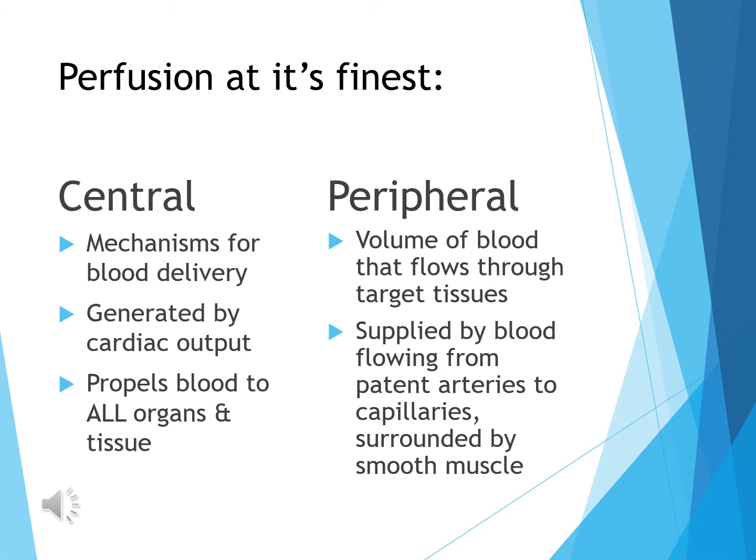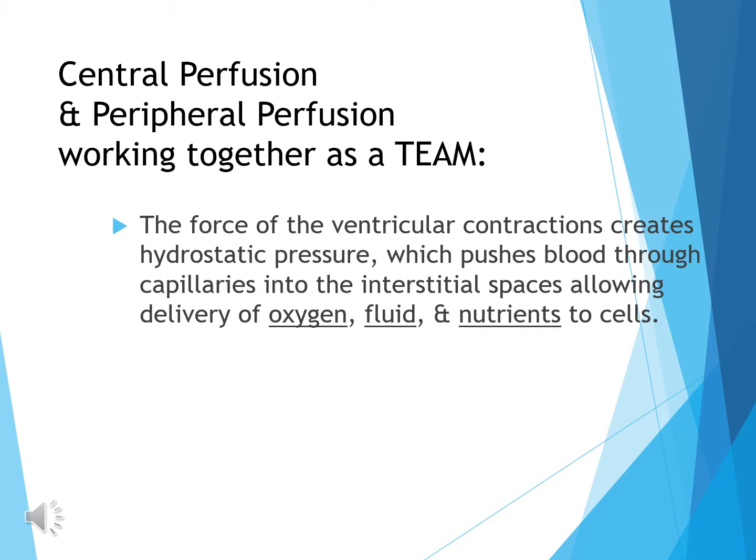So perfusion at its finest, we have to remember we have both central and peripheral perfusion. In central, we have mechanisms for blood delivery. It's generated by our cardiac output, and it does propel blood to all of the organs and tissues. If we look at our peripheral perfusion, we have a volume of blood that flows through the targeted tissues, and it's supplied by blood flowing from the patent arteries to capillaries surrounded by smooth muscles. Our central perfusion and our peripheral perfusion must work together as a team.